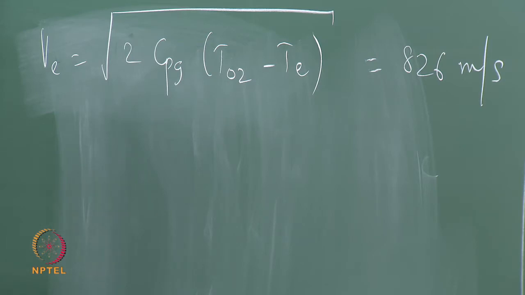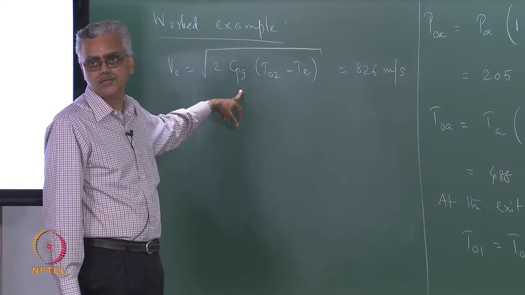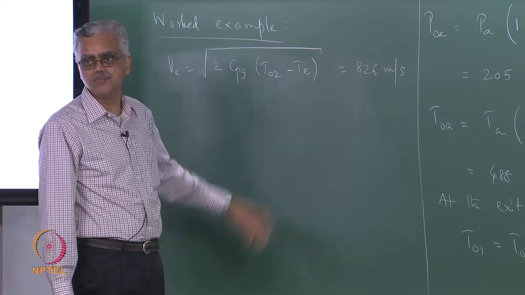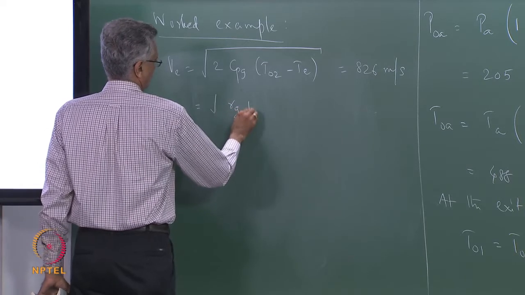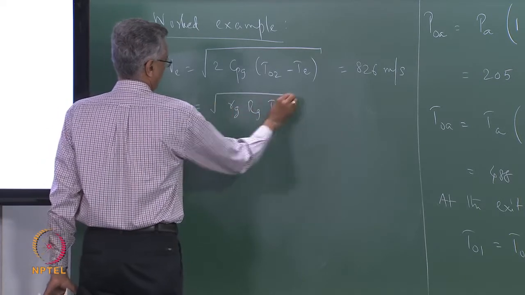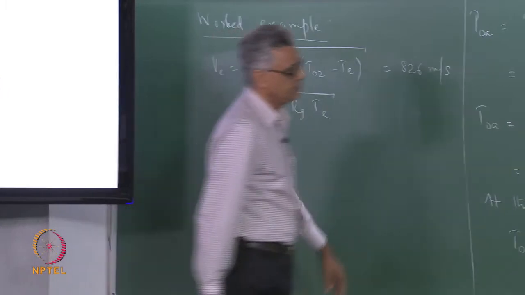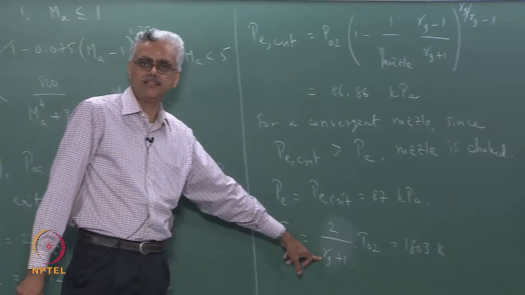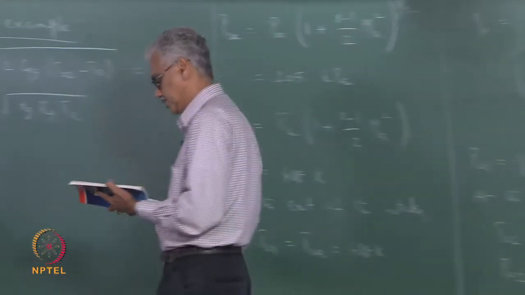In fact, in this case, since the nozzle is choked, you could also have calculated this as square root of gamma_g times R times T_e. That will also give you the same value because M is equal to 1. Both will be the same if you calculate using either way, because we have already made use of this fact when we wrote this expression. We already used the fact that M is equal to 1, so there are no issues here.